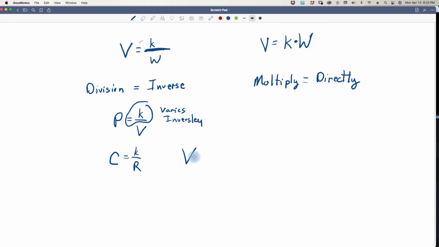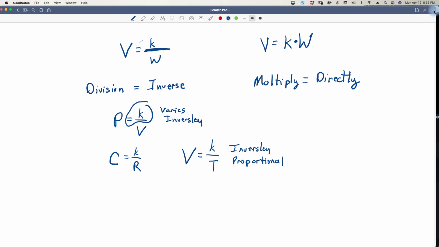Here's another one. The velocity is inversely proportional to the time. So another phrase that you might hear is inversely proportional. Remember, the other one was directly proportional. This one is inversely proportional. And the other one varies directly. This one varies inversely. Okay? So listen for those two words. Inversely is what we're listening for: division. All right?